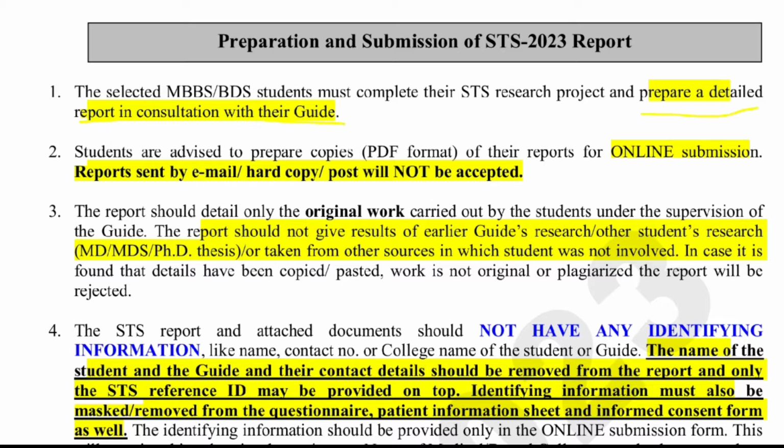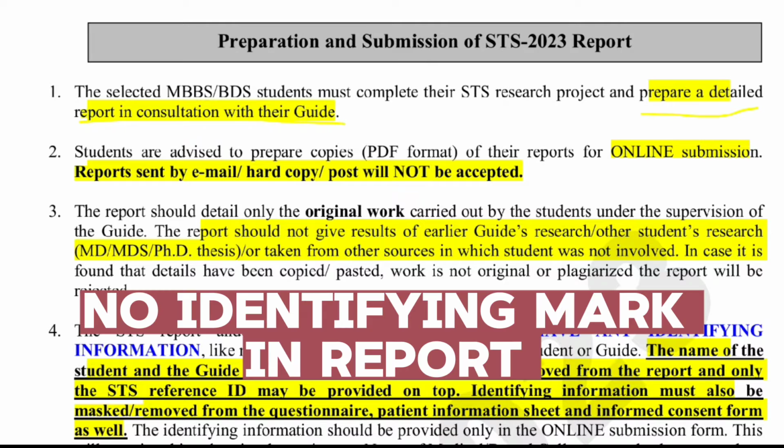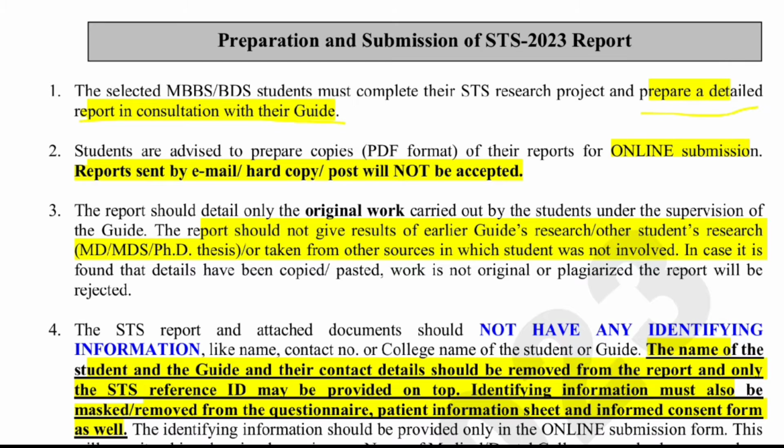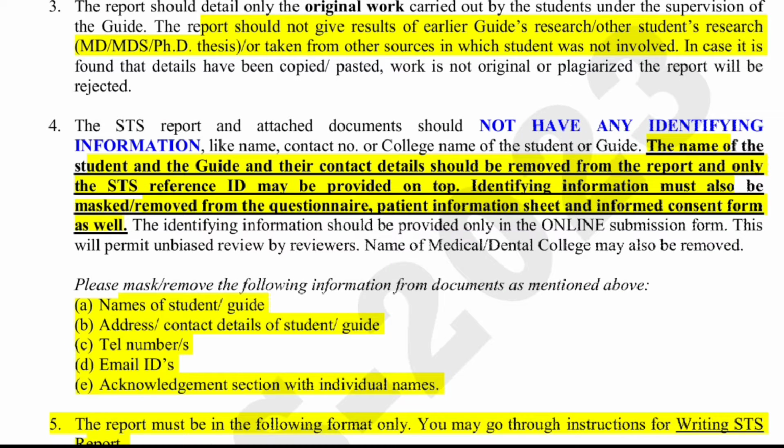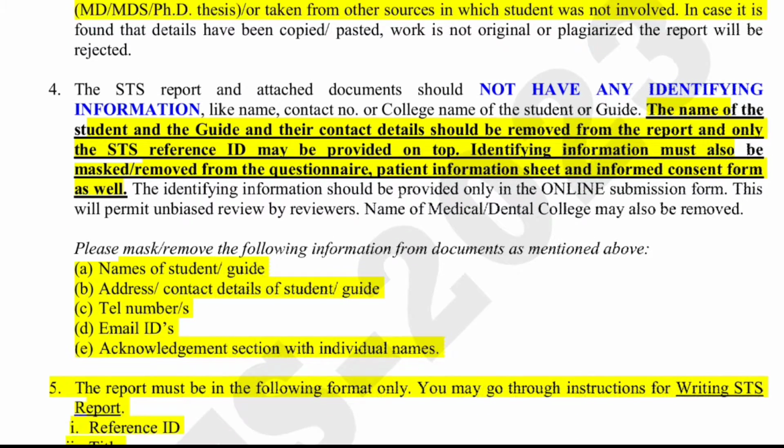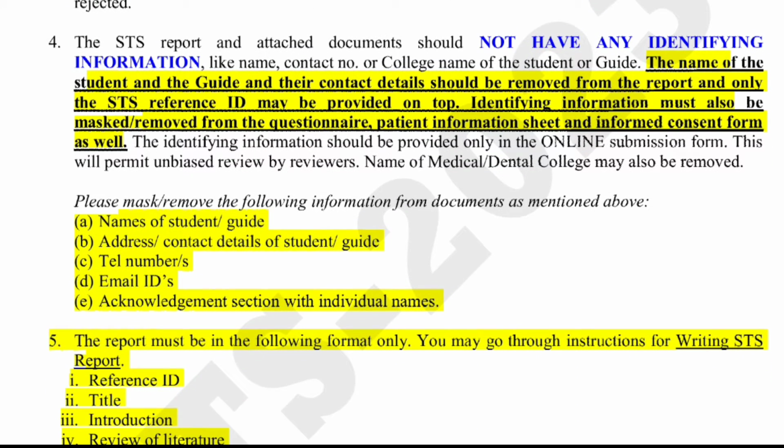The report should not have any kind of identification information. The name of the student, guide or the contact details should be removed from the report. The STS reference ID should be on the top of the report. Identifying information must also be masked or removed from the questionnaire, patient information sheet and informed consent form as well. You should remove all such things which identify you, or your college, or your guide's name, anything.